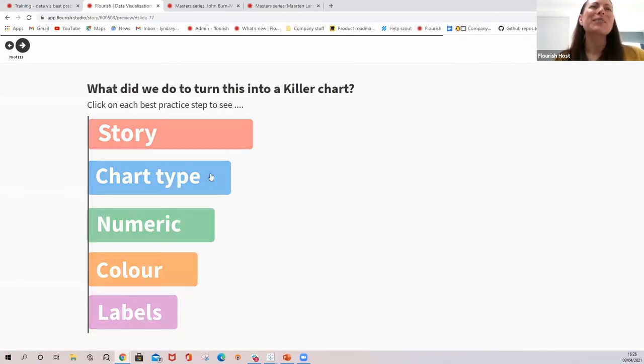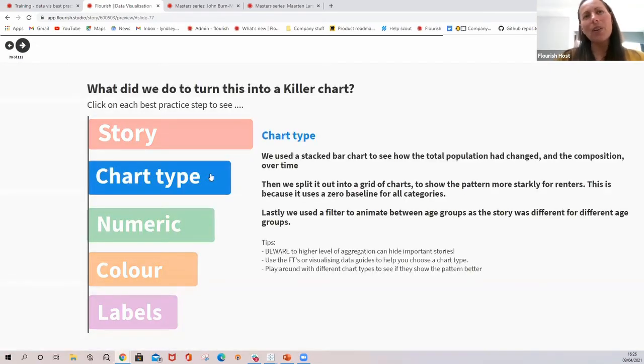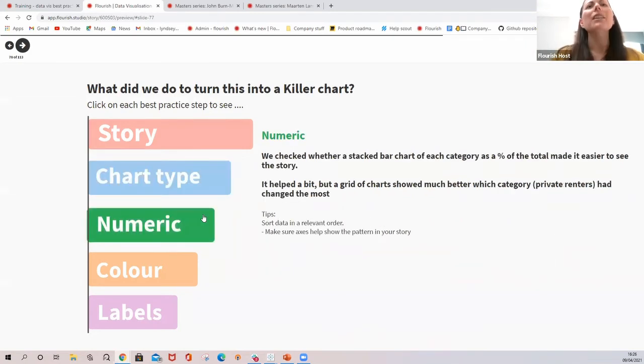So yes, descriptive title, you all know you've got to do your story first in the descriptive title. Chart type, we used the stacked bar charts to begin with, but then we realized all the issues with this, and we moved towards the grid of charts because it has the same baseline for every segment, and it made it much easier to see the changes for all the different groups. Numeric, so we changed to the percentage of total, this 100% split, but really that didn't work. And again, we moved to the grid of charts.